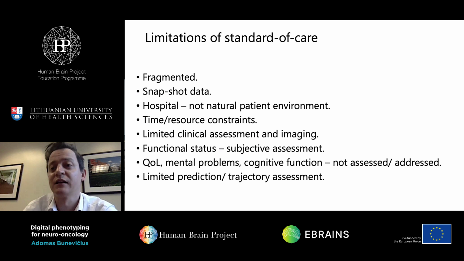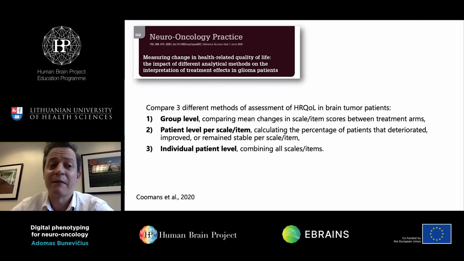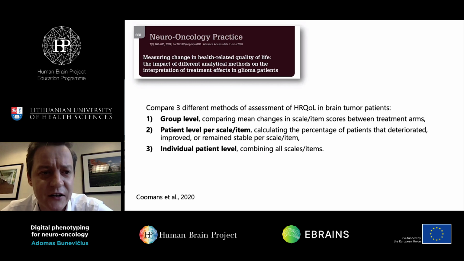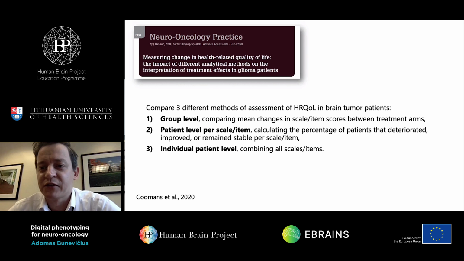So we look at clinical trial data and we try to extrapolate this patient's clinical course, but I will show you further that it's not always the case, that this clinical trial data might not be accurate for a particular patient. So this is that example. A recent study published last year in Neuro-Oncology Practice tried to compare 3 different methods of quality of life assessment in patients included in large clinical trials.